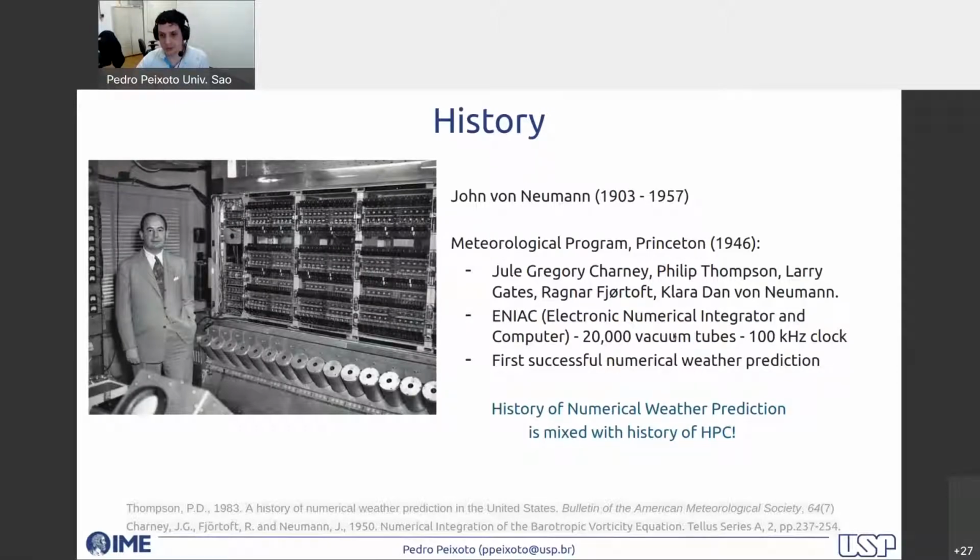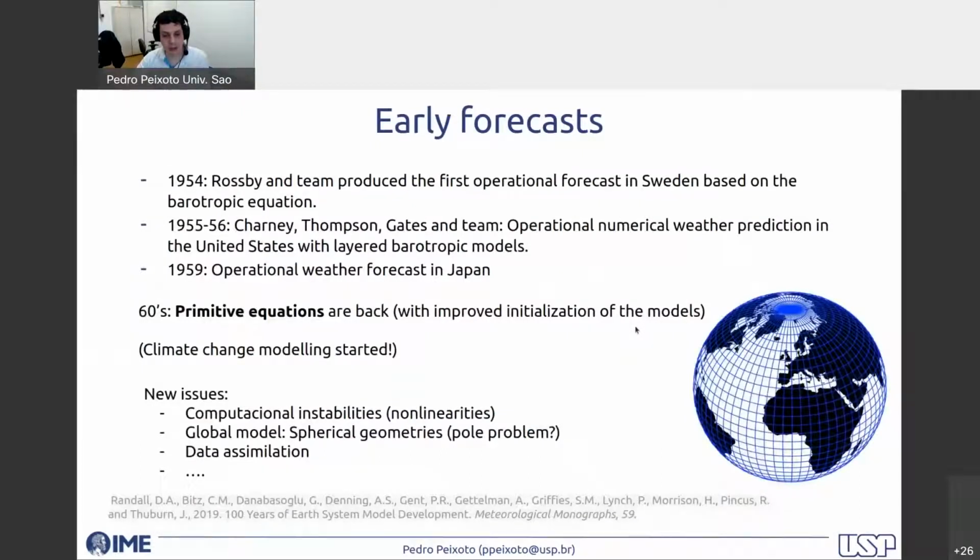So for this simulation that they did in the 50s, they had to go back to simpler equations. This was done with the barotropic vorticity equation, which is on that list that I showed in the beginning. It's one of the simplest versions of the equations, right? So in the 50s, we were using the barotropic vorticity equation, and then we started moving forward. Several teams started producing barotropic vorticity simulations, with the first operational forecasts in Japan, in the US, and in Sweden.